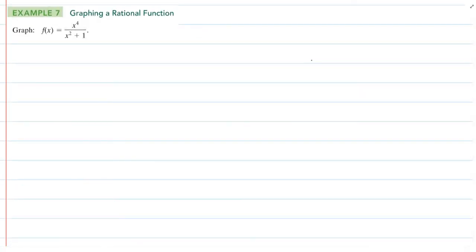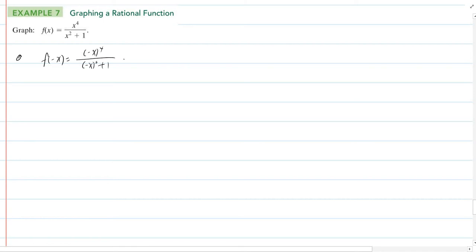So here we have example 7, we're going to graph x to the 4th power over x squared plus 1. So again, this is very similar. Let's do this really quick. First we figure out the symmetry. f of negative x equals negative x to the 4th power over negative x to the 2nd power plus 1. So that will give you x to the 4th power over x squared plus 1. So this whole thing means f of negative x equals f of x. That means it has y-axis symmetry.